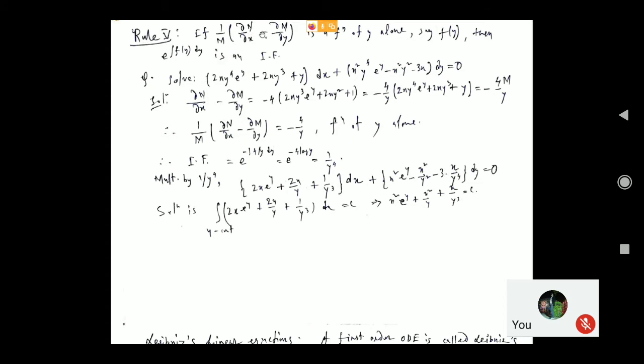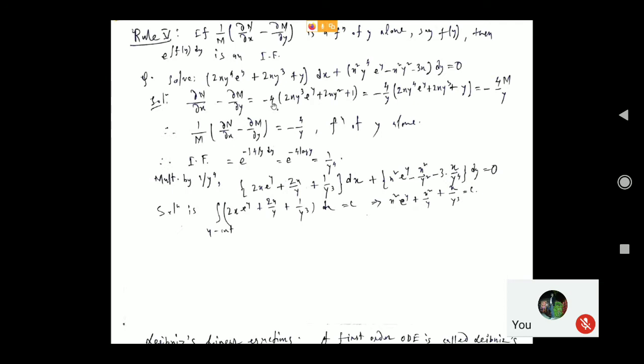Rule 5 says that you have to look out for this expression. If this expression is a function of y alone, say f of y, then e to the power integration f y dy is an integrating factor. Here you can see this is the equation M dx plus N dy type, and the previous methods are not applicable. Clearly it is not homogeneous. So we look for this expression.